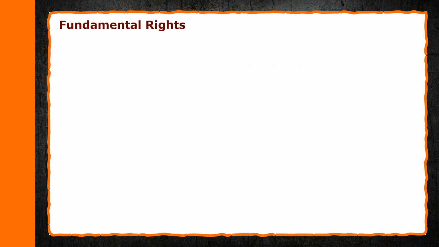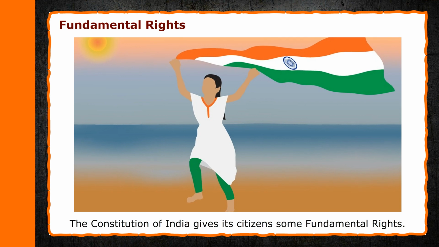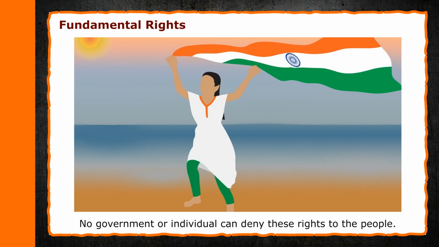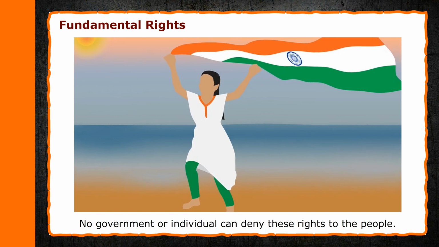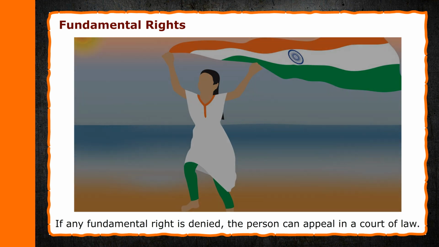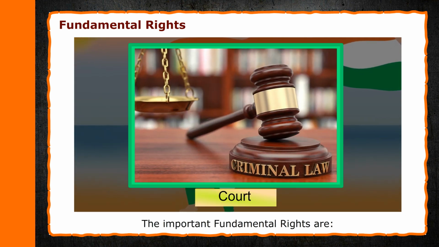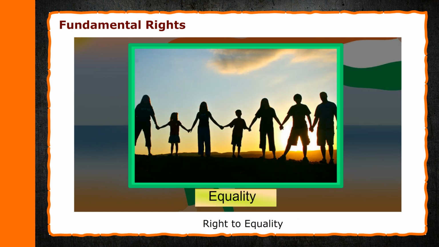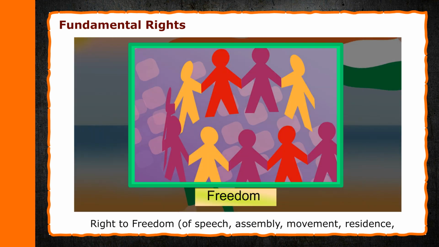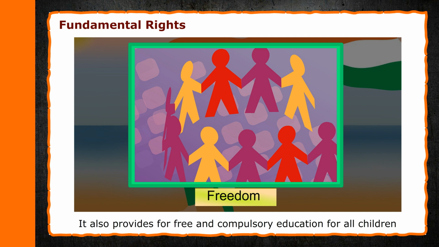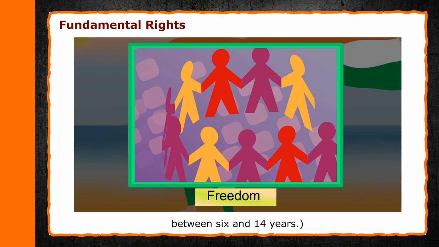Fundamental rights. The Constitution of India gives its citizens some fundamental rights. No government or individual can deny these rights to the people. If any fundamental right is denied, the person can appeal in a court of law. The important fundamental rights are right to equality, right to freedom of speech, assembly, movement, residence, profession, etc. It also provides for free and compulsory education for all children between 6 and 14 years.